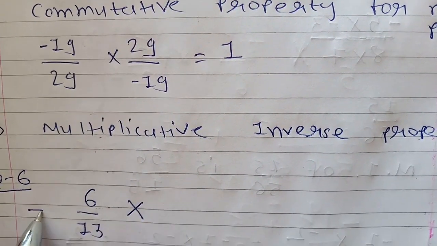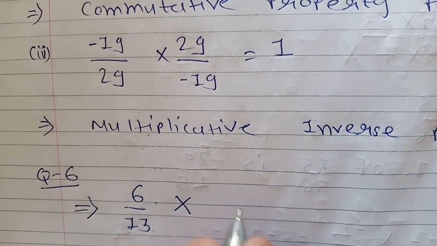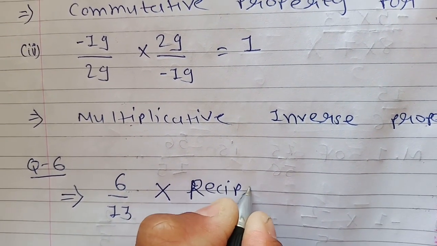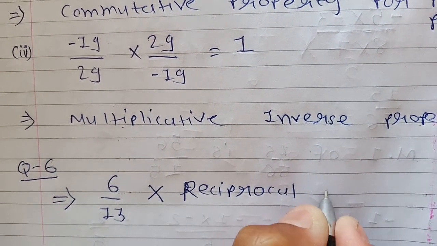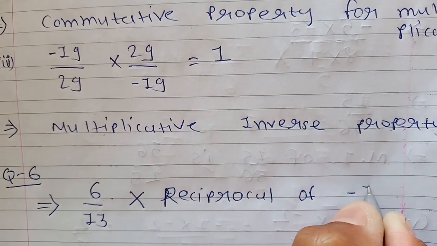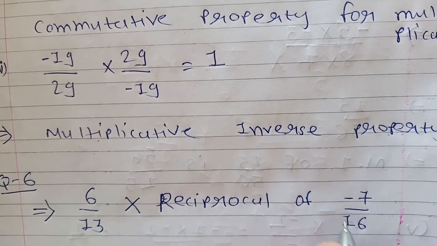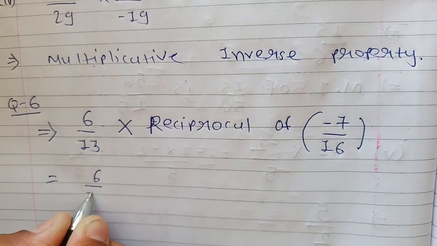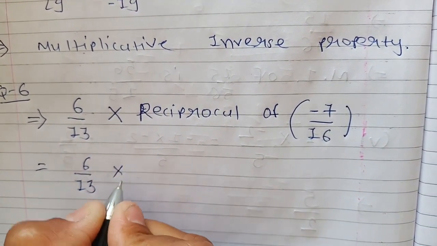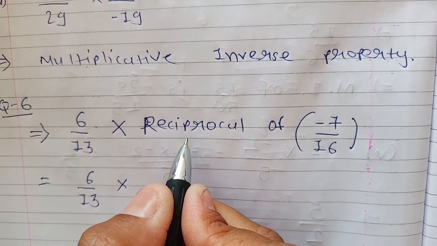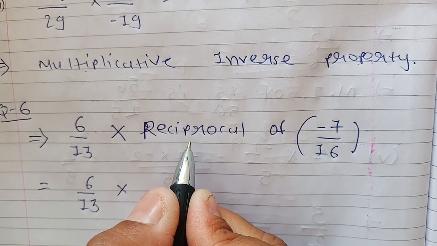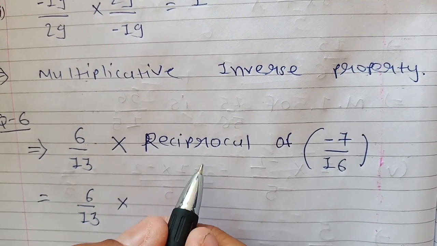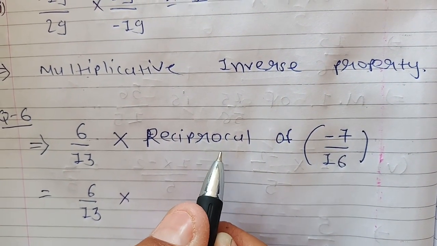So 6 upon 13 multiply. What we have to multiply? So we have to multiply the reciprocal of minus 7 upon 16. Now 6 upon 13 as it is. Now reciprocal is another name of multiplicative inverse.